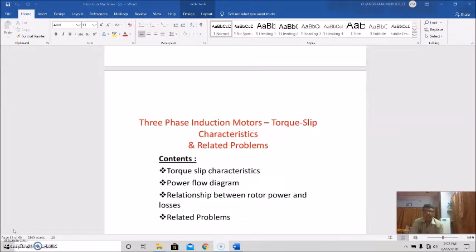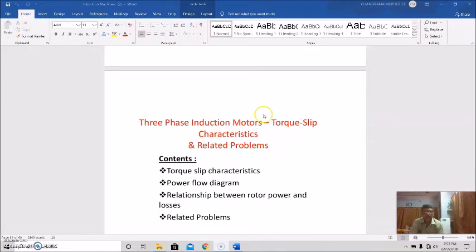In our last class of three-phase induction motor, we started with the rotor induced EMF, the relation between the rotor frequency and the supply frequency, and different problems related to the rotor power factor, etc. And today, as I told you in the last class, before we go to the torque slip characteristics of the three-phase induction motor, we have to know the basic things.